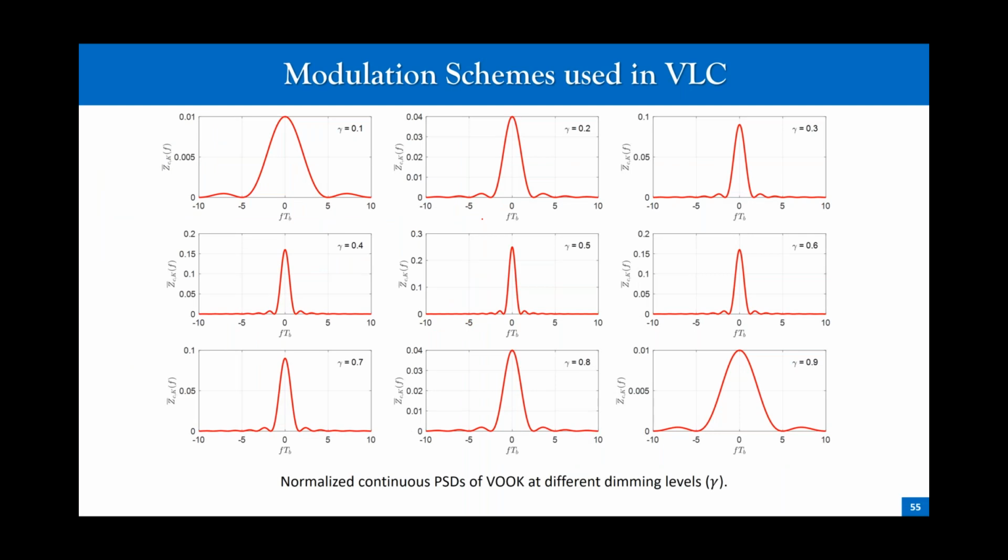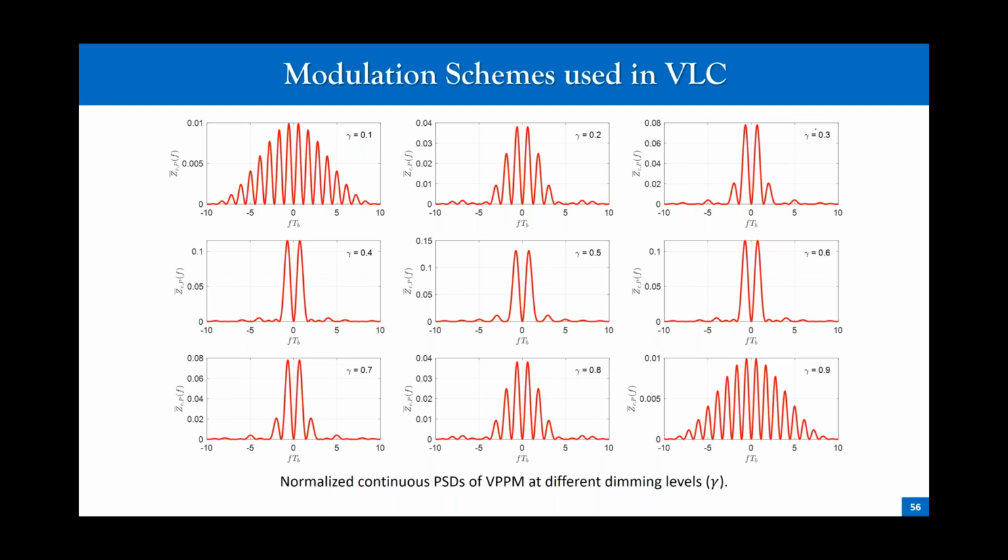We have also studied the power spectral densities of various modulation schemes because this was not done before. You can see that the power spectral density depends upon the dimming factor. Gamma tells us what the dimming factor is, so it is a function of that. Also for PPM, the power spectral density looks like this. Power spectral density is important to estimate the bandwidth of these various systems.